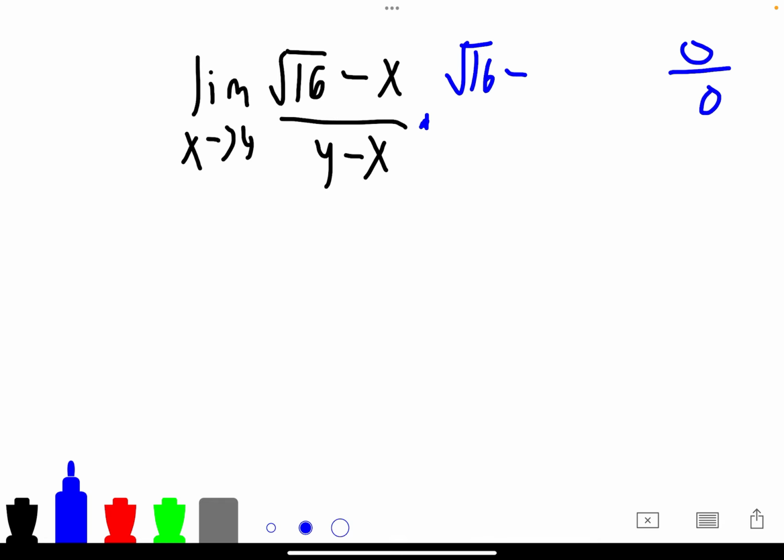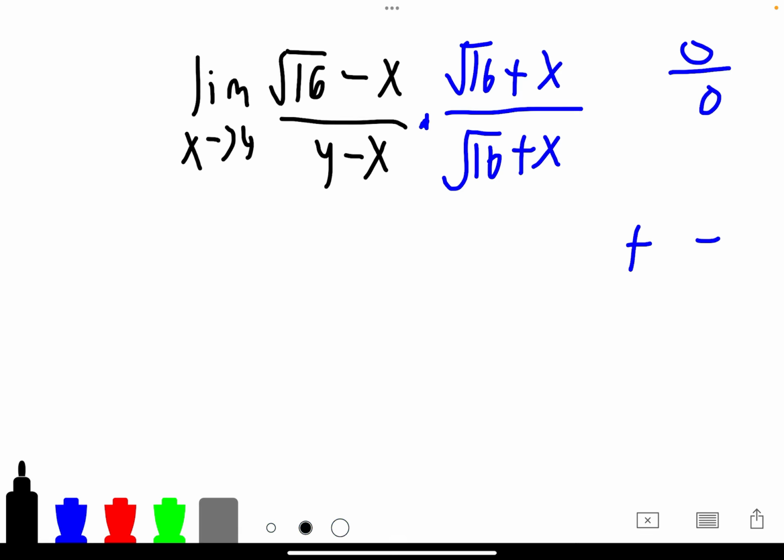So root 16 plus x, root 16 plus x. You just flip the sign. So if this is positive, you would do a negative, and so on, and vice versa. So in this case, we can do conjugates. So first times first, last times last. So that's just a shortcut because the middle terms will always cancel.